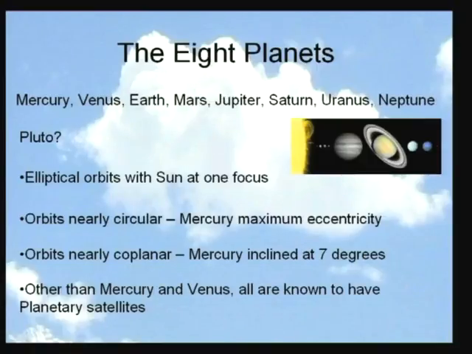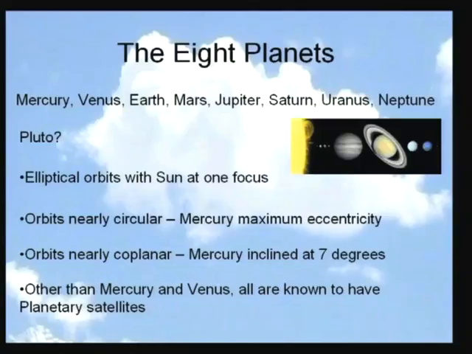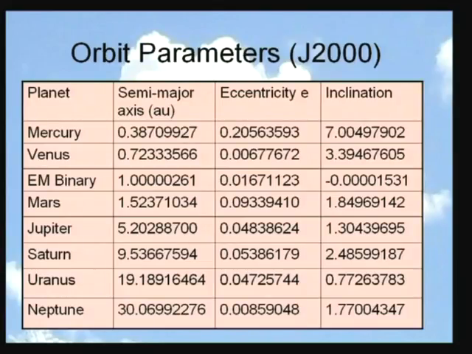And all the planets barring Mercury and Venus are known to have planetary satellites. So, the moon, what we call our moon, is an example of a planetary satellite. So, barring Mercury and Venus, all the other planets are known to have satellites. Let me just go through some data which we shall come back to as and when required.